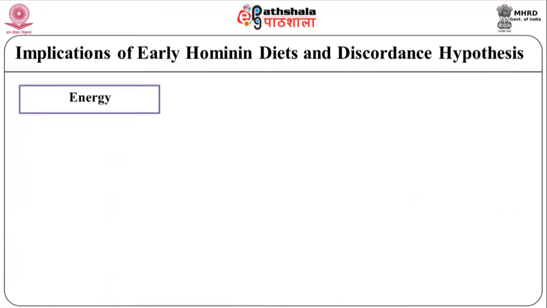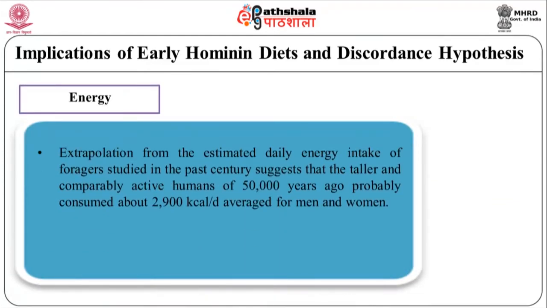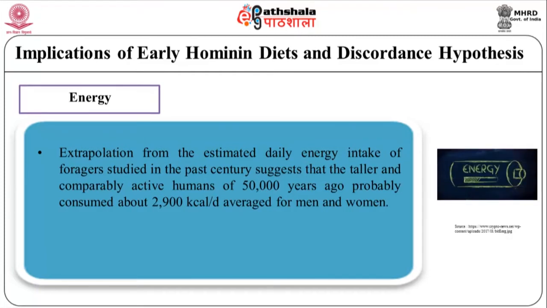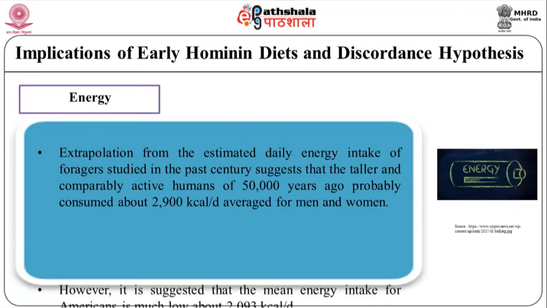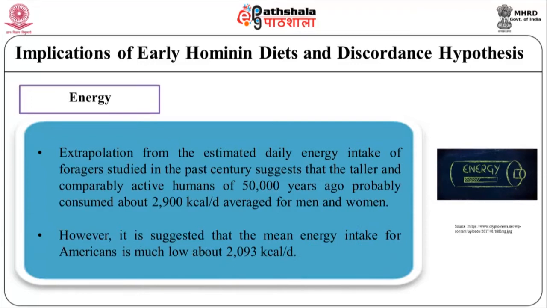Now the energy. Here, extrapolation from the estimated daily energy intake of foragers studied in the past century suggests that the taller and comparatively active humans of 50,000 years ago probably consumed about 2,900 kilocalories per day on average for men and women. However, it is suggested that the mean energy intake for Americans is much lower, about 2,093 kilocalories per day.